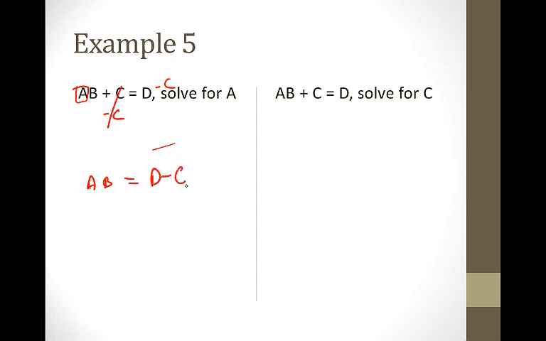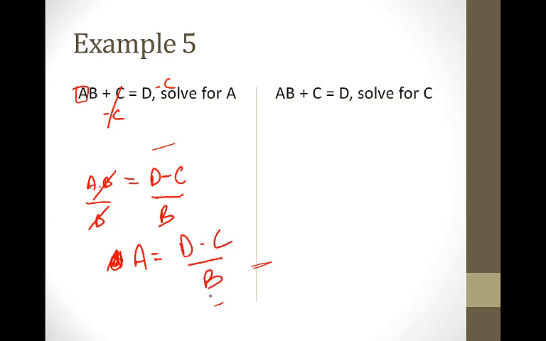All right, one more step. Solving for a, I've got a b over here. I remove the b by division because it's tied to the a through multiplication. So a equals d minus c over b. Let's make that minus a little more pronounced. Okay, pause the video here. See if you can do this one on the right-hand side.